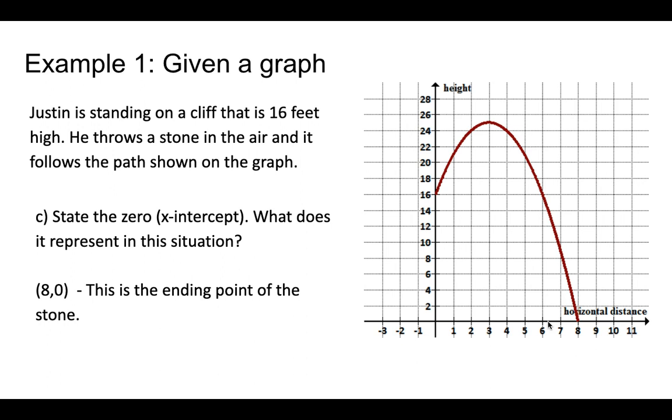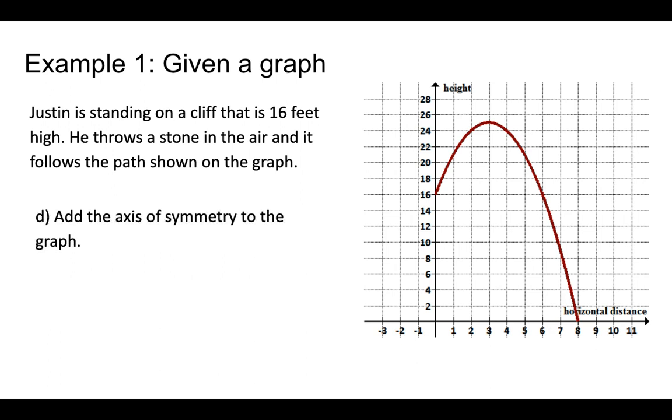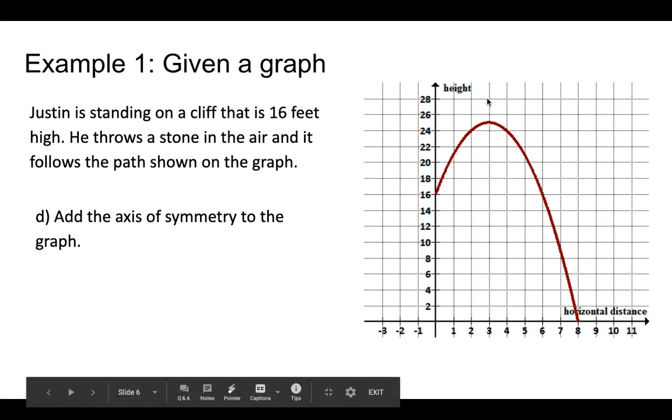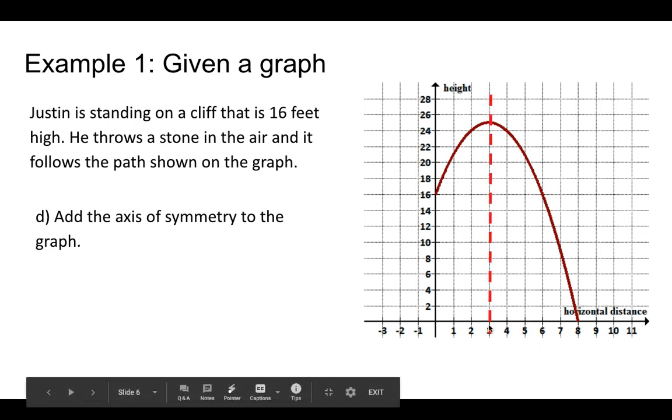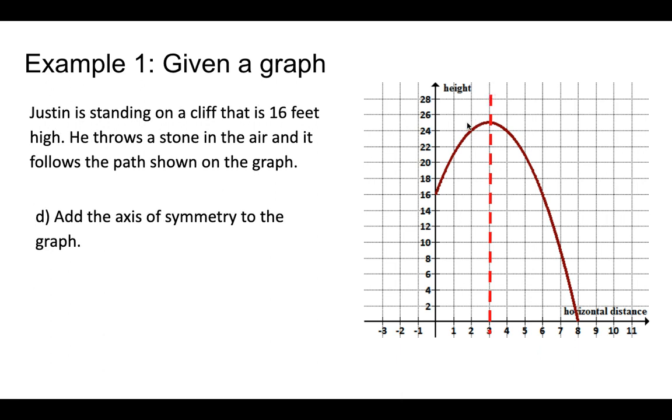Okay, next question. Add the axis of symmetry to the graph. Remember, the axis of symmetry is a vertical line that goes right through the vertex. Our vertex was at (3, 25), so we're going to draw a vertical line that goes through x equals 3, just like that. And that's the line that splits the parabola in half so that it's symmetrical on both sides.